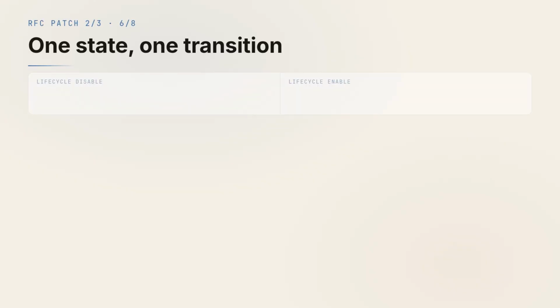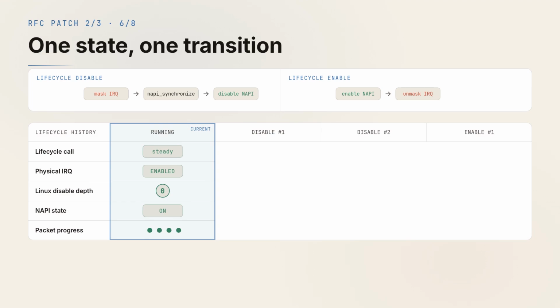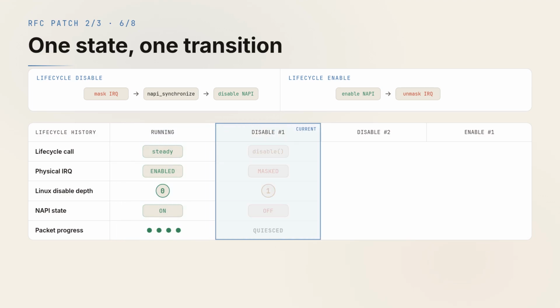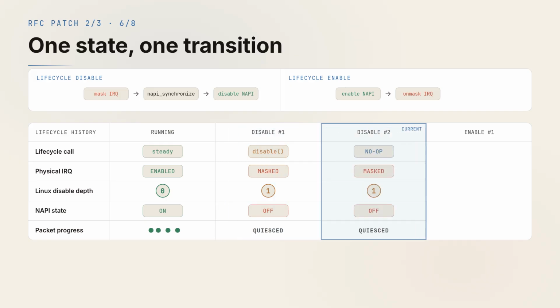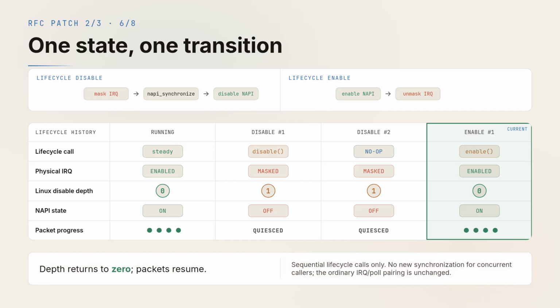Patch 2 puts the physical transition inside the existing NAPI-enabled guard. The first disable masks, synchronizes, and turns NAPI off. A repeated disable does nothing. Enable turns NAPI on before unmasking, returning the depth to 0. This makes sequential transitions idempotent without adding concurrency synchronization.